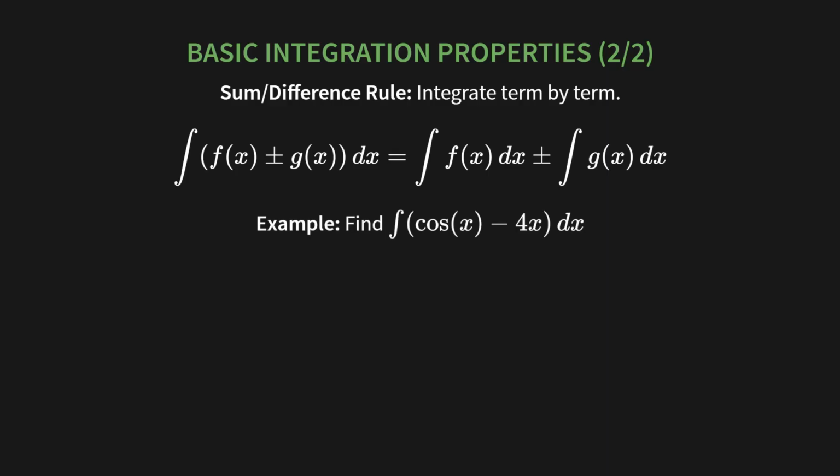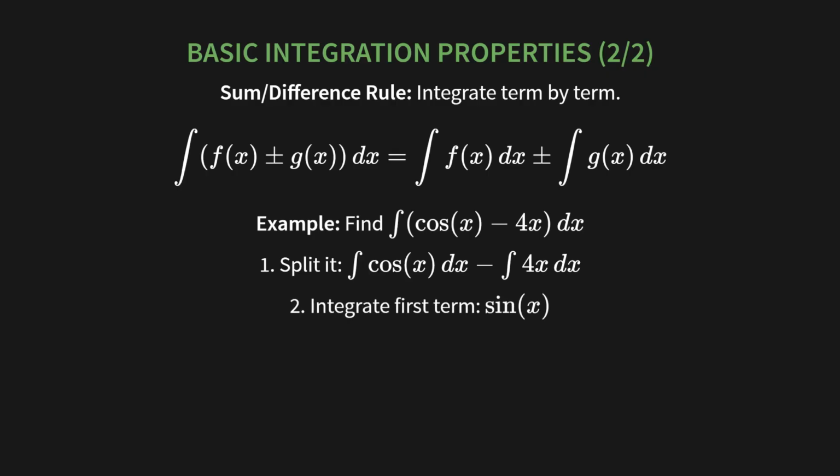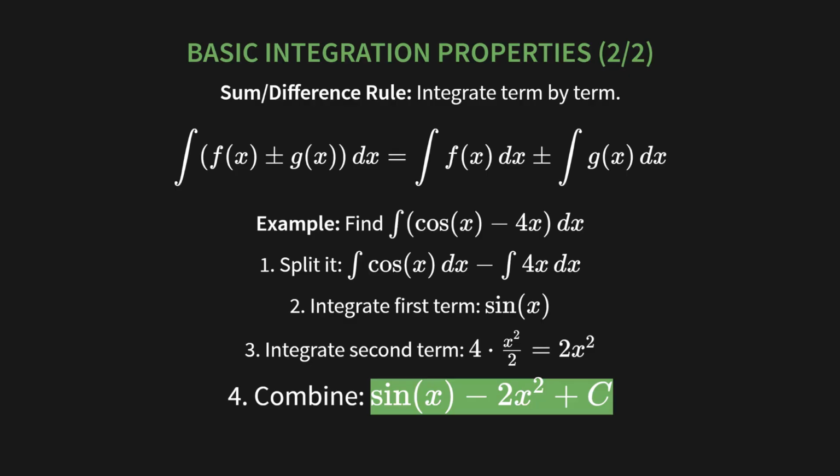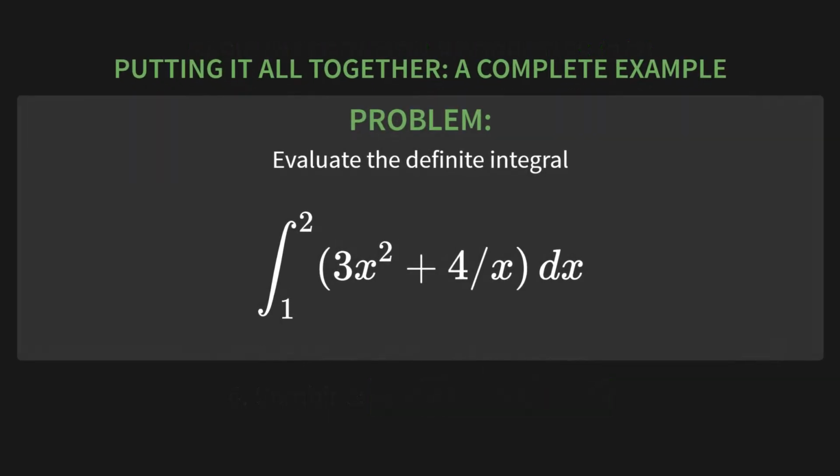Let's do a quick example. Find the integral of cosine of x minus 4x dx. Step 1, split it. It's the integral of cosine of x dx minus the integral of 4x dx. Step 2, integrate the first term. That's sine of x. Step 3, integrate the second term. That's 4 times x squared over 2, which simplifies to 2x squared. Step 4, combine them. The answer is sine of x minus 2x squared plus c. See? You just tackle it piece by piece.